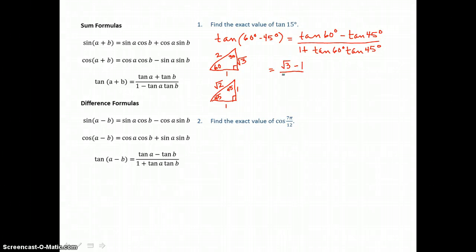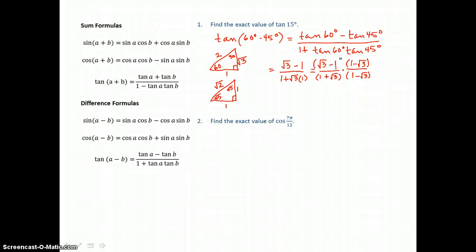In the denominator, I have 1 plus the tangent of 60 degrees, which was the square root of 3, times the tangent of 45 degrees, which was 1. So just simplifying, I've got the square root of 3 minus 1 over 1 plus the square root of 3. Now the only thing left to do with my answer is to rationalize the denominator. So I want to use the conjugate of that denominator, 1 minus the square root of 3 over itself, that form of 1, and multiply it to this fraction to get rid of the radical in the denominator.